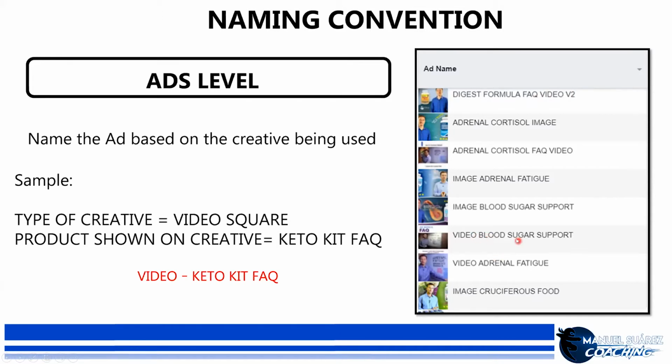We have video blood sugar support, as long as you have the creative type and the product that it's currently promoting. Because normally you can customize your thumbnails for videos. So if you had customized it with a generic thumbnail that follows the 20% rule, you wouldn't be able to determine what is inside that video. So it would be ideal to have the product name of what is currently being promoted. If it's a blog, then you can add the blog name or blog title, a short title of it, and then the type of creative you are currently using.